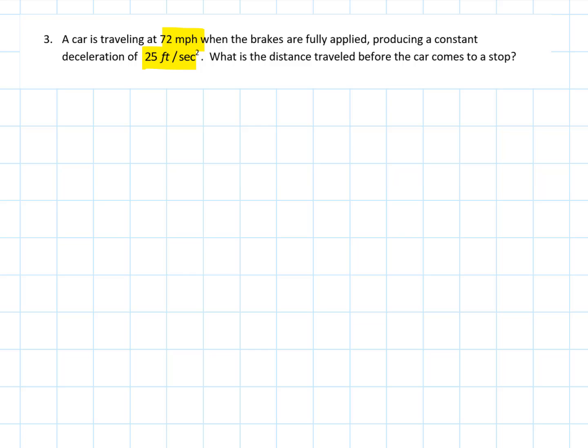So let's write down the information that we're given. We're told that we have a constant deceleration of 25 feet per second squared. So that's our acceleration. Our acceleration is a deceleration, so negative 25 feet per second squared. So that's given. We are also told that the car is traveling at 72 miles per hour. So that's the initial velocity when this acceleration is applied.